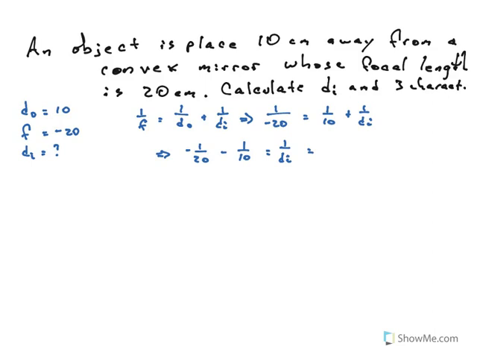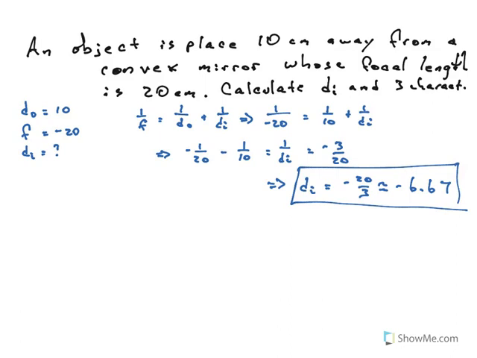And then minus 1 over 20 minus 1 over 10. Well, of course, to do this, you got to get 1 over 10 common denominator with 20. So 1 over 10 is the same as 2 over 20. So minus 1 over 20 minus 2 over 20 is minus 3 over 20. However, just like before, I'm not interested in 1 over DI. I want DI itself. So DI is minus 20 over 3, which is about minus 6.67. So here's our image distance. Happens to be this 20 over 3 thing again, but that's just because of the numbers I'm using.